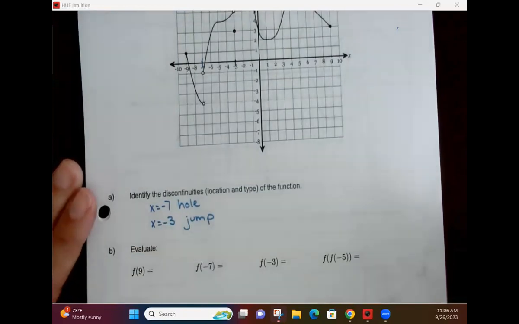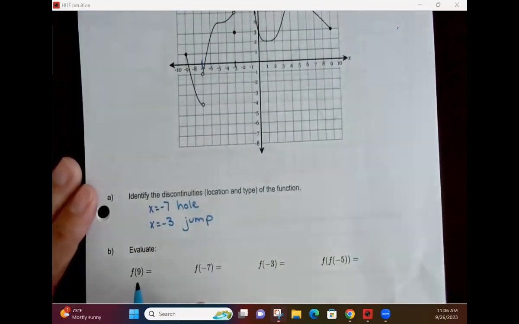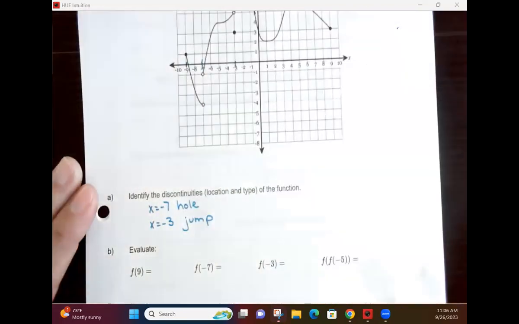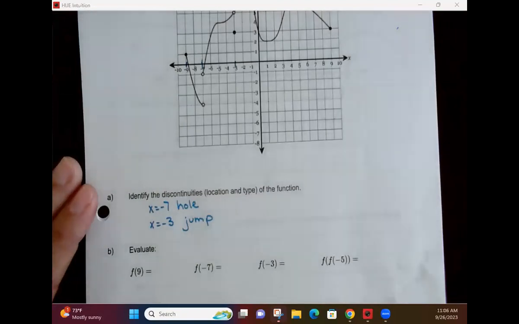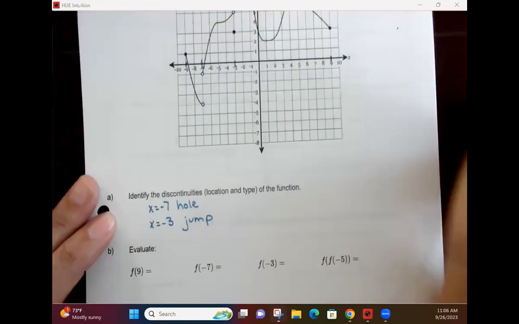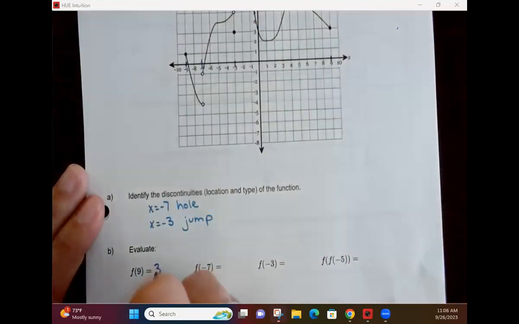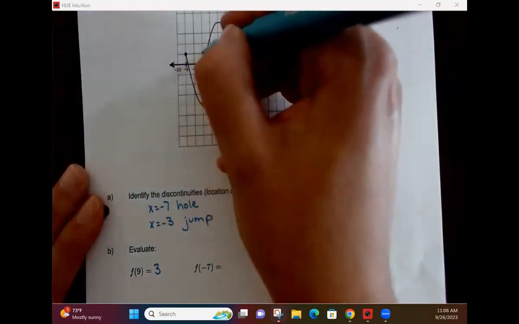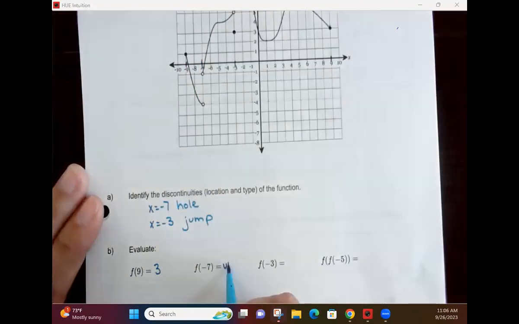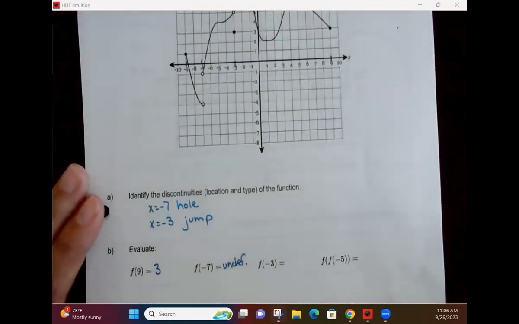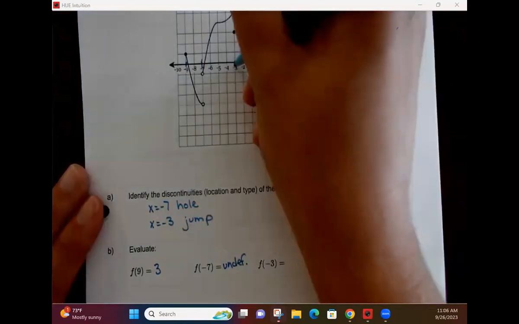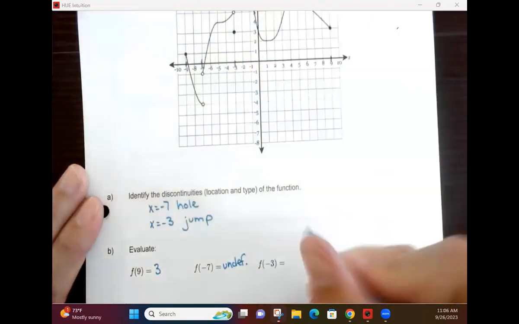Now let's evaluate. When f is -9, what are we equal to? Oh, f of 9, sorry. f of 9, we're equal to 3. How about f of -7? Undefined, we don't have a point when x is -7. How about f of -3? f of -3, we do have a point there when y is 3.